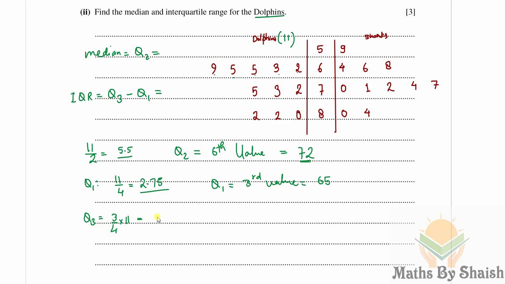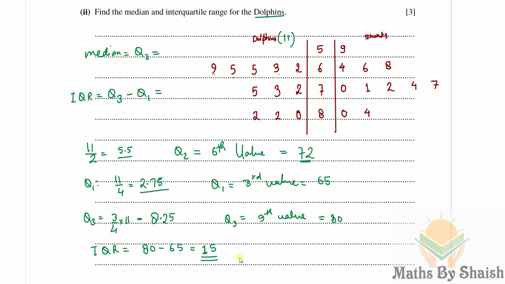So it is 8.25. So again it is not an integral value, so we will take this Q3 as the next value, that is going to be the ninth value. Ninth value is going to be 1, 2, 3, 4, 5, 6, 7, 8, 9, and that is 80. So now from here we can calculate the interquartile range, that is Q3 minus Q1, 80 minus 65, and it is going to be 15. So the interquartile range is 15.